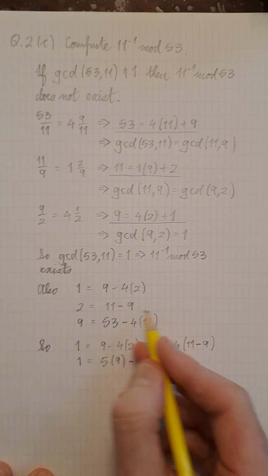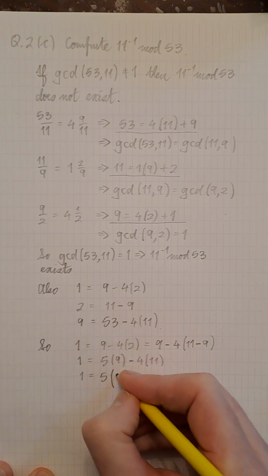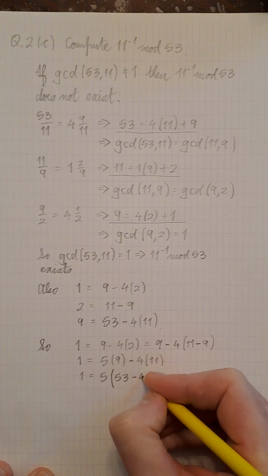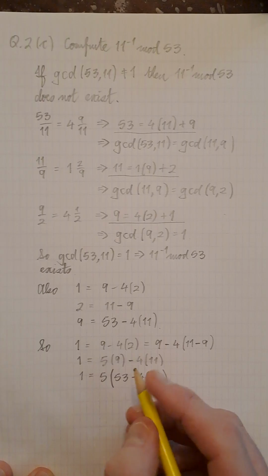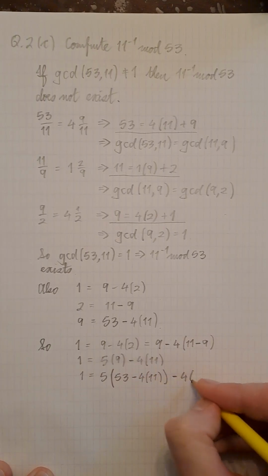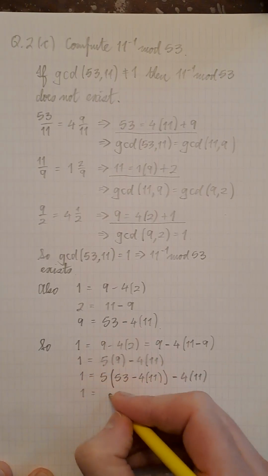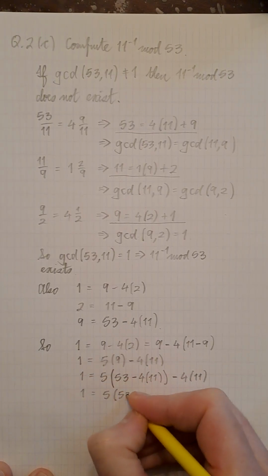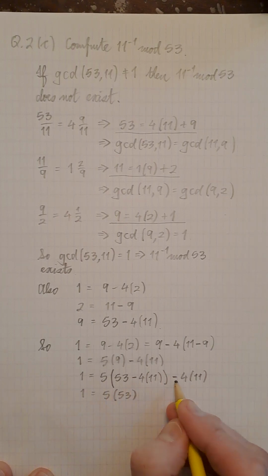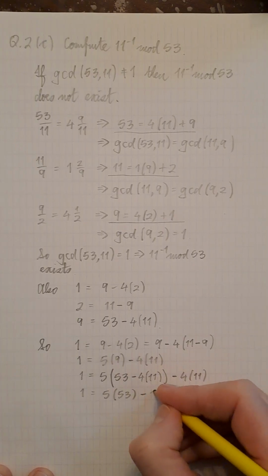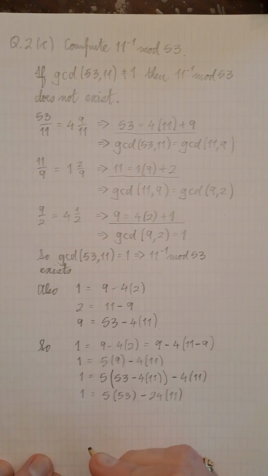The 9 can then be replaced by 53 minus 4 times 11 from here, and we had minus 4 times 11 here. So in total, 1 is equal to 5 times 53, and multiplying 11, we have 5 times minus 4 is minus 20, minus another 4, making minus 24 times 11.